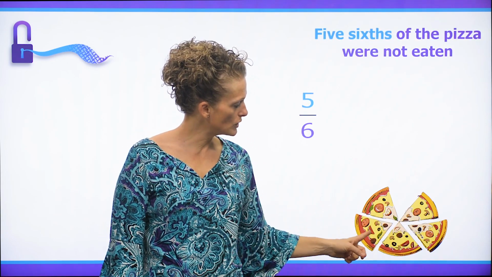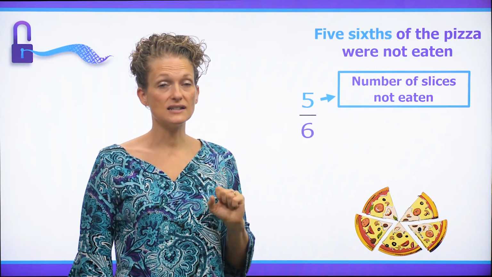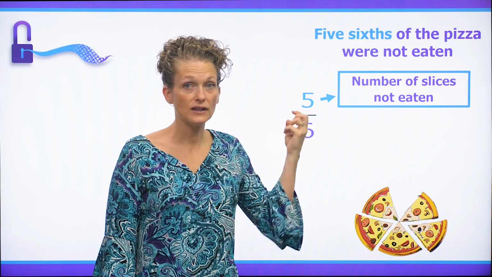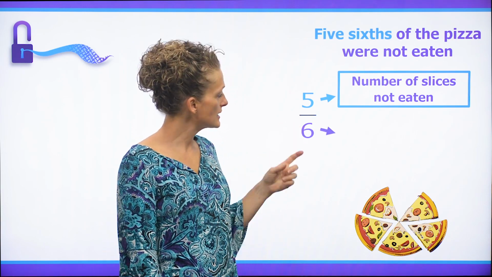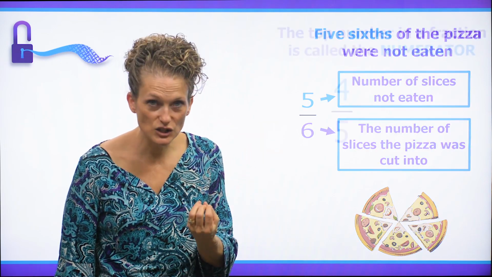So how many slices of the pizza were not eaten? Well, how many do we have left over? 1, 2, 3, 4, 5. Again, this top number represents, in this case, the number of slices not eaten. And again, the bottom number represents the total number of slices that the pizza was cut into.